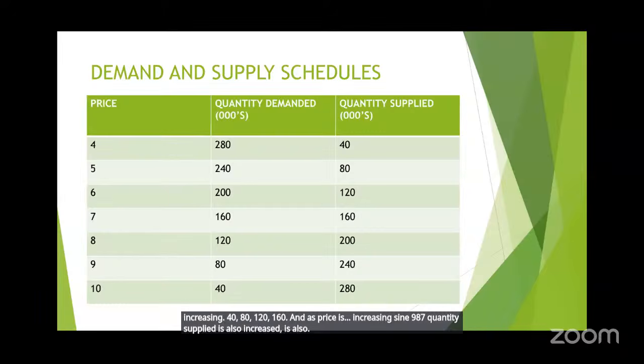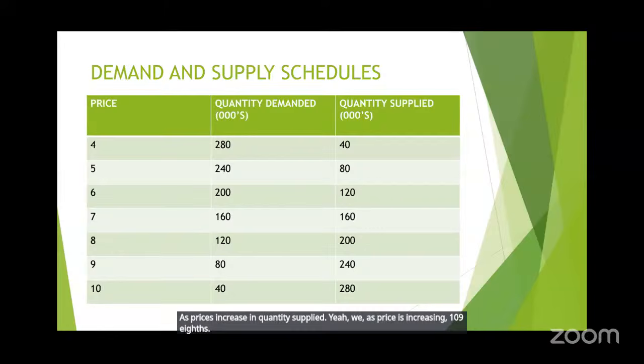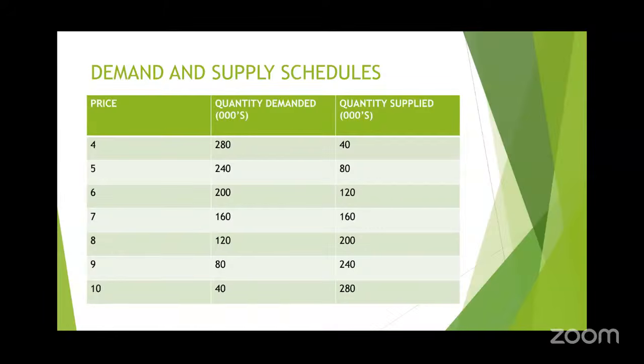As price is falling, 4, 5, 6, quantity supplied is also falling. And as price is increasing, quantity supplied is also increasing.